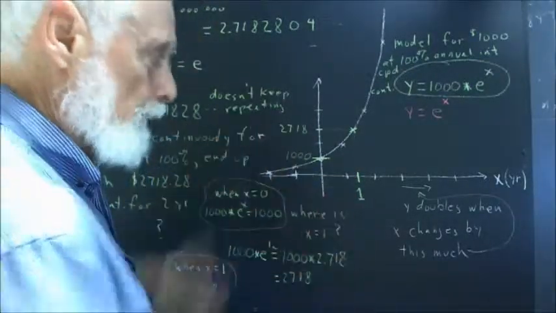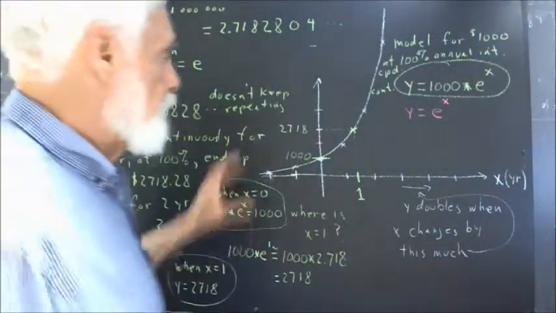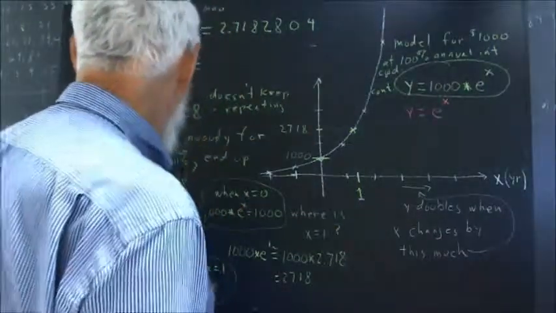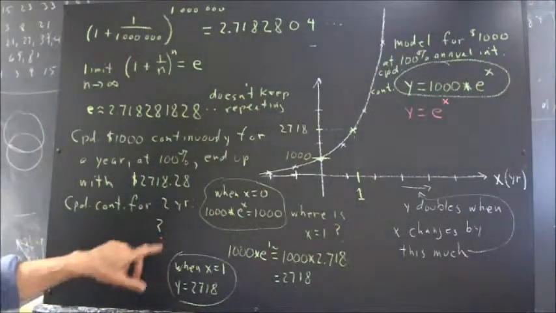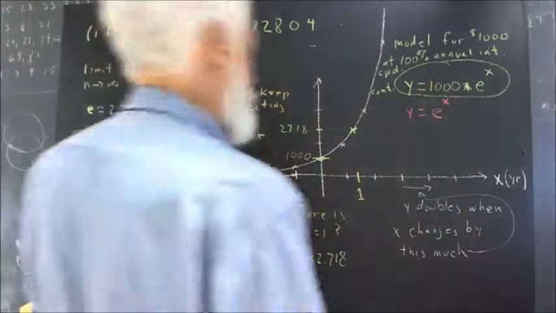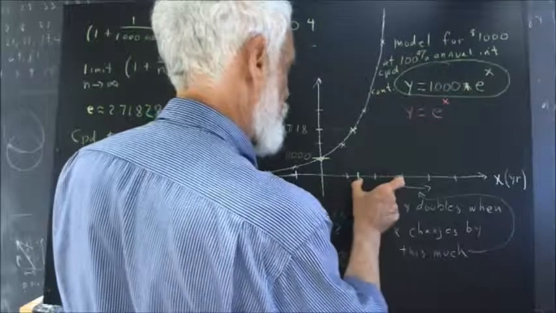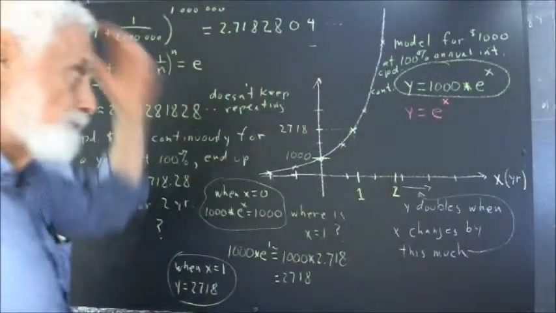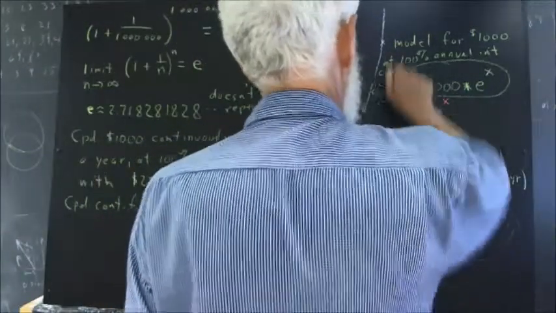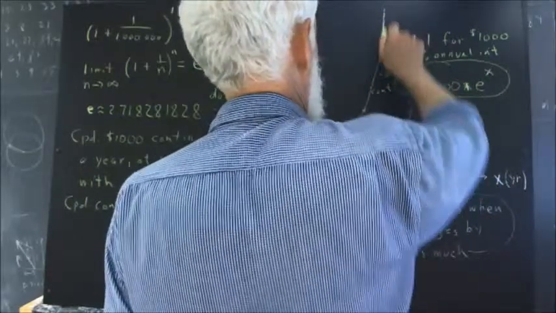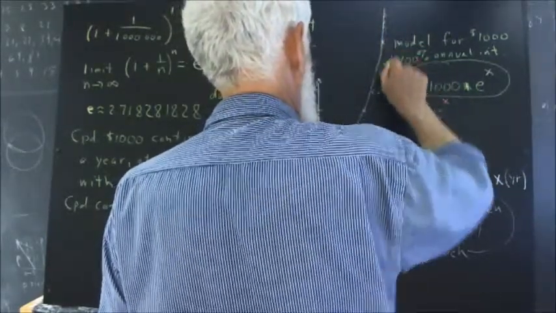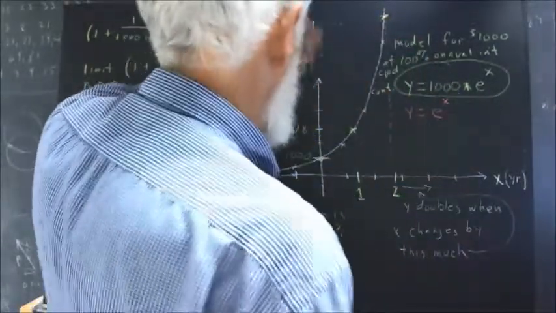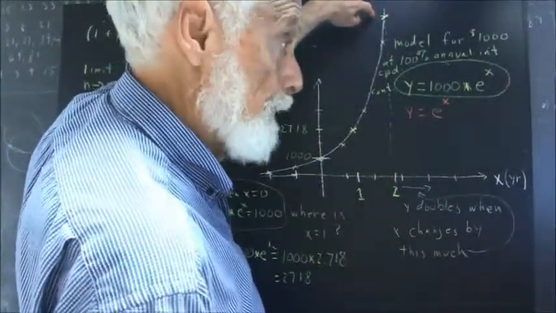To the extent that we've been able to draw this graph accurately, here's 1. Now, if we want to know what we get when we compound continuously for 2 years, well, we could come out 1 year, 2 years. So here's 2 years. And we could come up to the corresponding graph point, be somewhere around here, and we could extend the y-axis up here, and we could estimate how high this is.